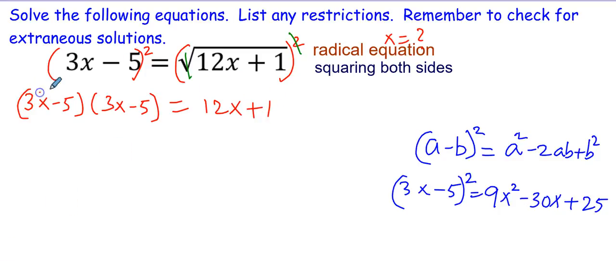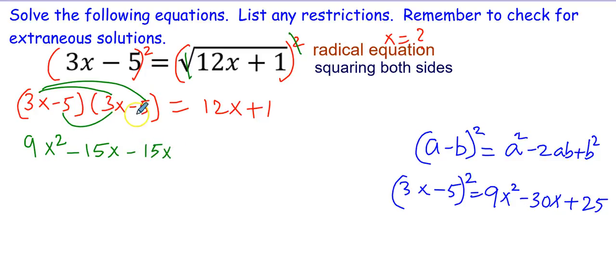Now let us use the distributive property to multiply those two binomials. 3x times 3x is 9x square, 3 times 3 is 9, x times x is x square. Then positive and negative give negative: 3x times 5 is 15x, and negative 5 times 3x will be 15x, and negative 5 times negative 5 gives us positive 25. And on the right hand side it is 12x plus 1.